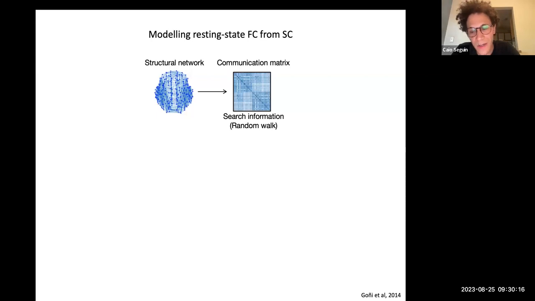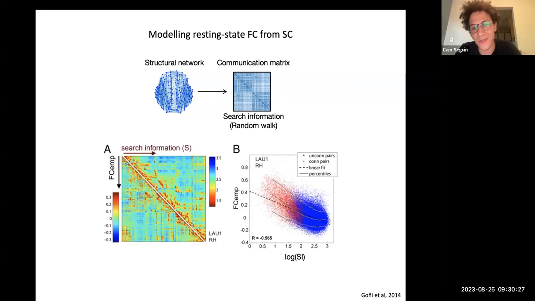So in this paper by Goñi and colleagues in 2014, this is what they did. They used this measure of search information, which I'm going to explain a little bit later. But the gist here is that they use search information. So this is this matrix here, this triangular matrix. And they compare that with functional connectivity maps from BOLD time series, so resting state. And they saw this really nice correlation. So search information actually measures the difficulty of communication. So you get a negative correlation. So regions that have a harder time communicating, according to this measure, have lower functional connectivity.